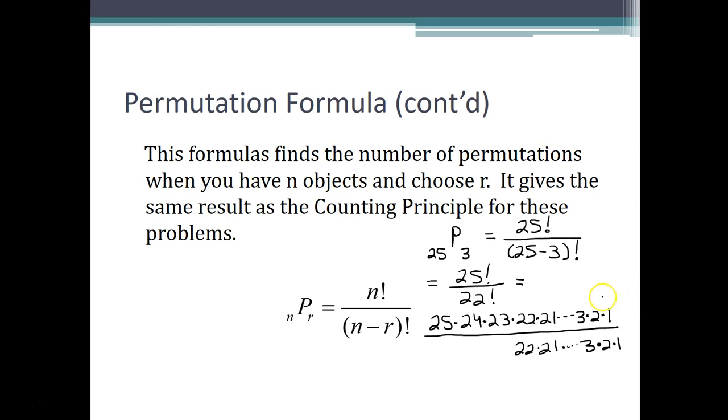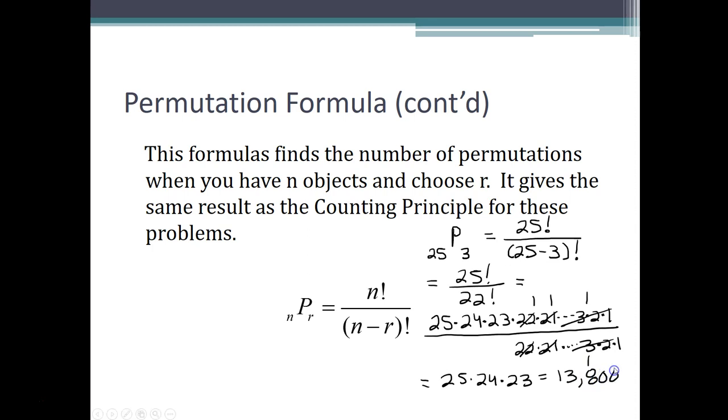Well, here we are. Notice that the numerator and denominator have tons of common factors. And when you're reducing a fraction, you reduce common factors and see what's left over. Well, the 22 over 22 reduces down to 1. 21 over 21 reduces down to 1. As do all of these other numbers. They're the same, so it's going to reduce down to 1. Leaving you with 25 times 24 times 23. Leaving you with the 13,800.